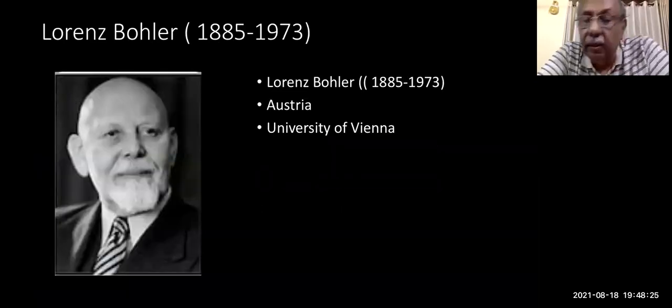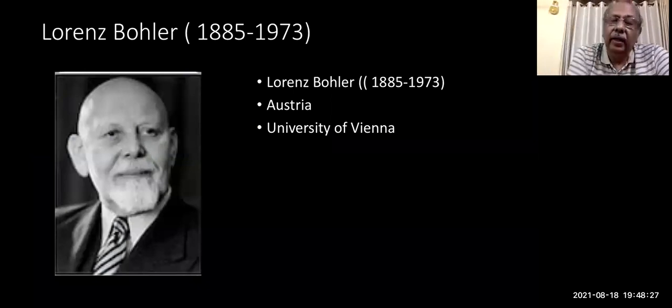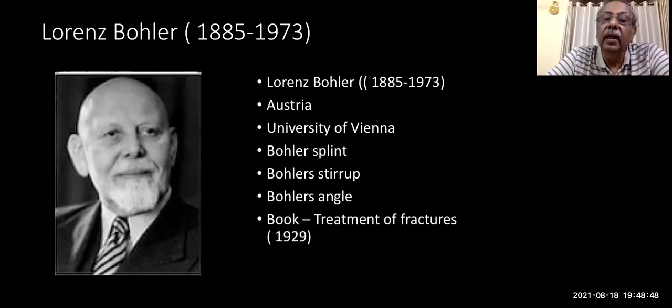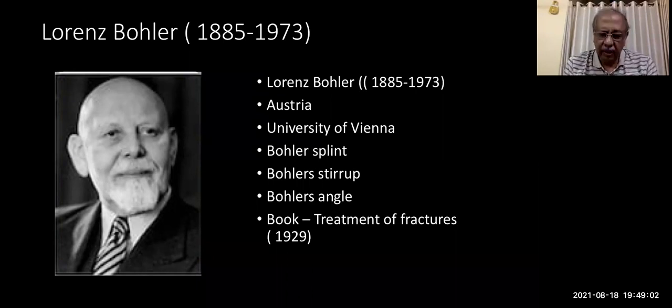Then they may ask you something regarding the history, because at least one question you can expect from the history of orthopedics. It may be a picture of John Charnley, or a picture of some other great person who has described something. So here, Lorenz Bohler was born in Austria. He studied and worked in the University of Vienna. So what are the contributions? Bohler's splint, Bohler's stirrup, Bohler's angle, you might have heard, in the calcaneum. And he has written a book on treatment of fractures, which is considered to be one of the earliest books exclusively on fractures, in 1929.